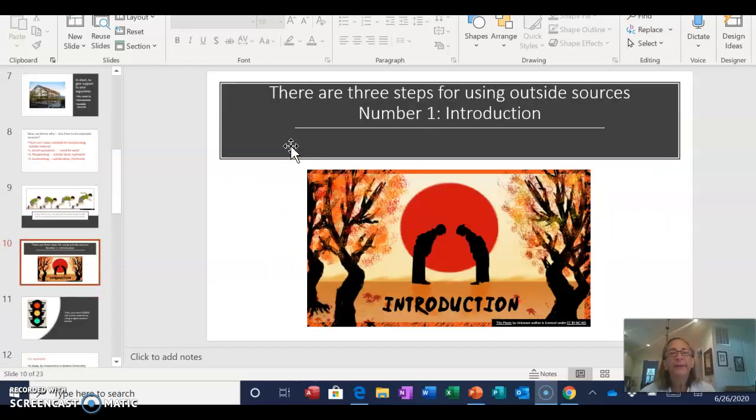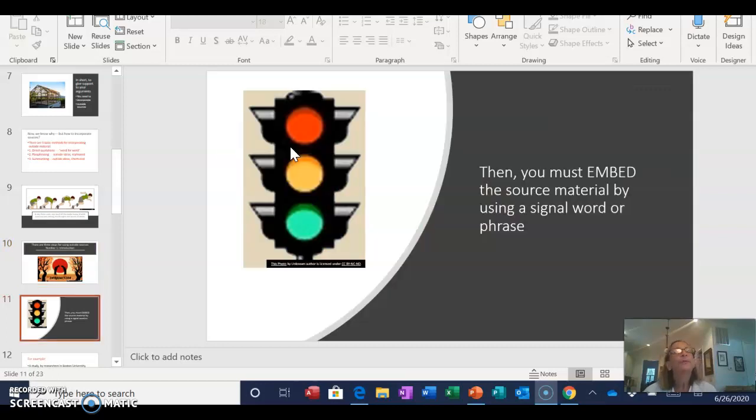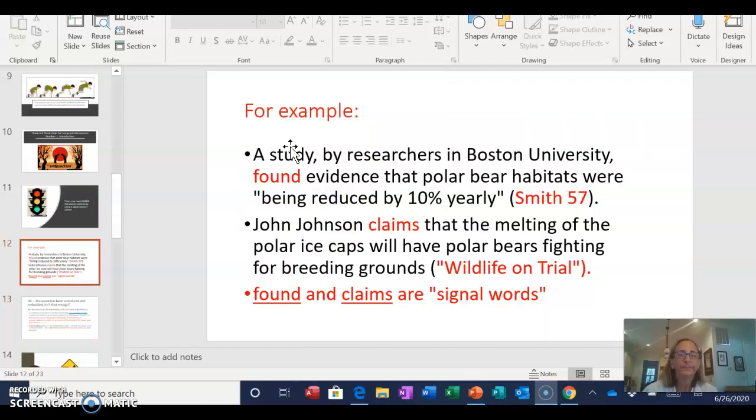So there are 3 basic steps for using outside sources. Whether you're quoting, paraphrasing, or summarizing, you always need to introduce. Then after you introduce the source, and we'll get into that in a minute, you need to embed the source into your material seamlessly so that the sentences flow well together. And that's done with either a signal phrase or even a signal word.